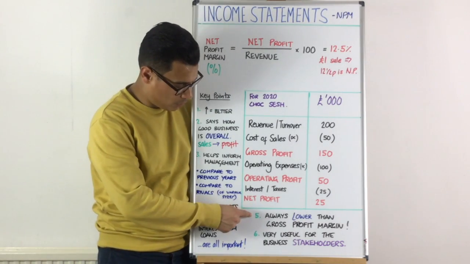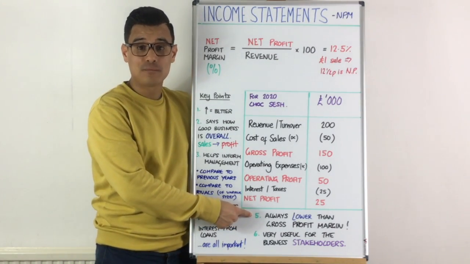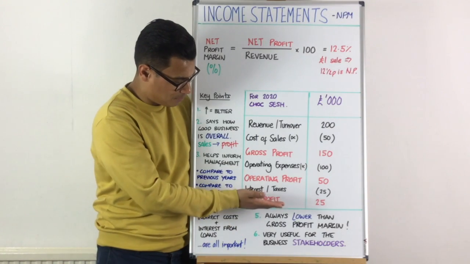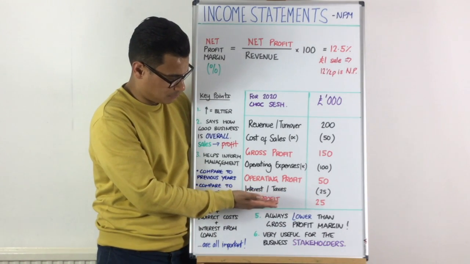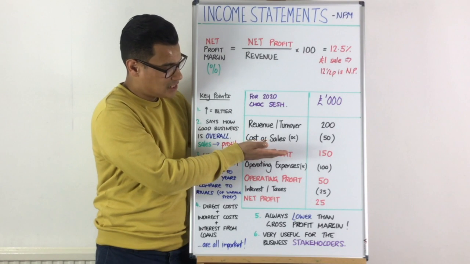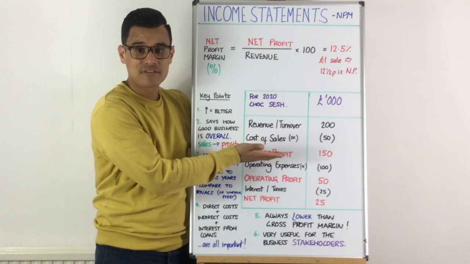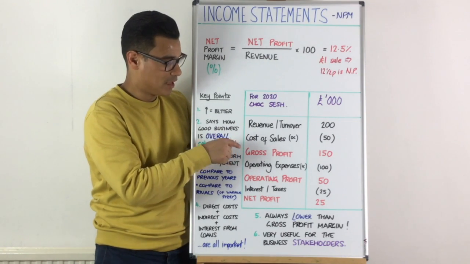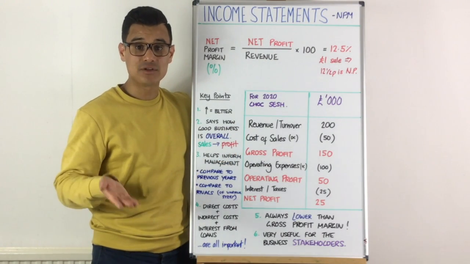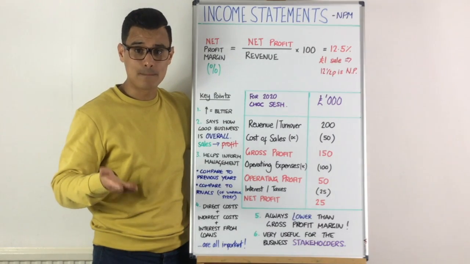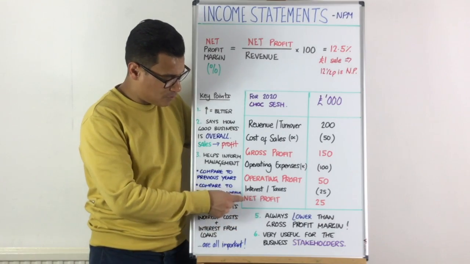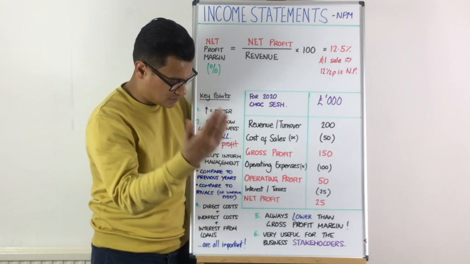And the fifth point to be aware of is that your net profit margin is always going to be lower than your gross profit margin, simply because net profit margin is at the bottom of the income statement, whereas gross profit margin is much higher up the income statement. And for that reason, only direct costs have been taken out to come to your gross profit. And therefore your gross profit margin is going to be a bigger number, a bigger percentage. So remember that.